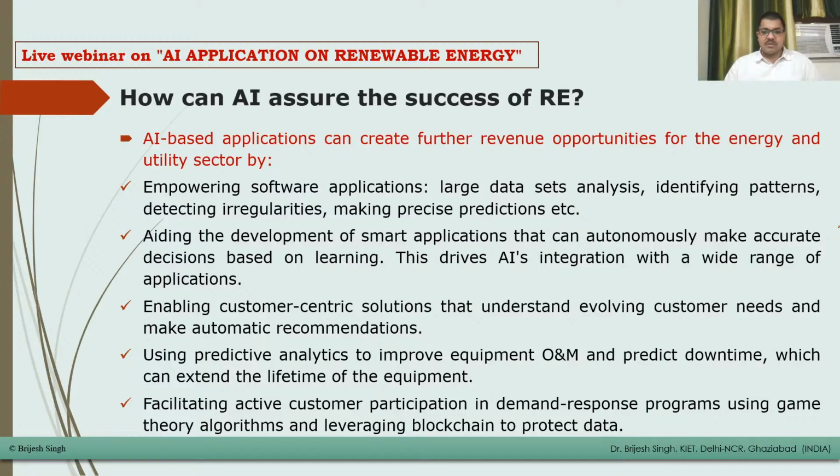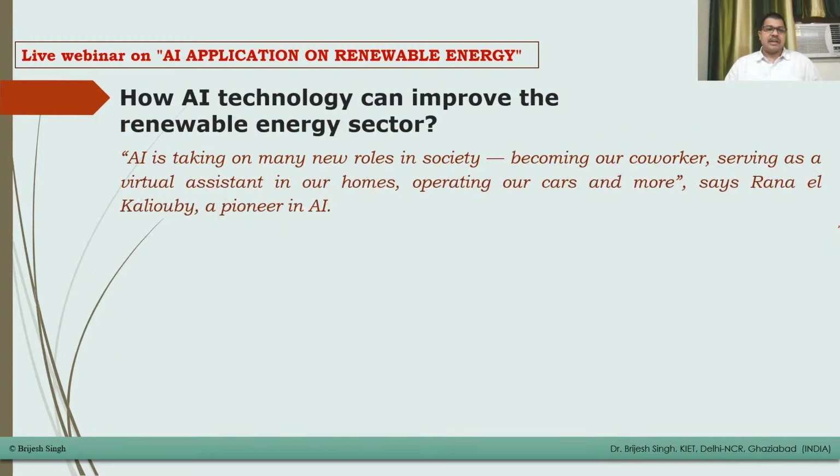Facilitating active customer participation in demand response program using game theory algorithm and leveraging blockchain to protect data. So cyber security and all kind of things are also involved with the renewable energy power sector. So AI will be assured for this purpose. So AI is the most promising and acceptable tool for this kind of activity.